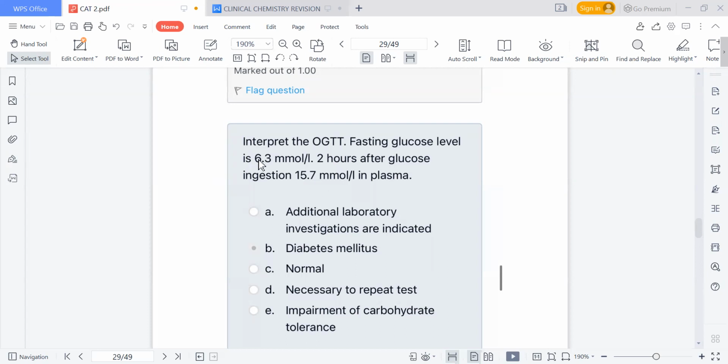So what would be the situation here if there's someone who has impaired glucose tolerance on fasting glucose and diabetes mellitus on OGTT? Because the two need to line up in some way. I'd say that the answer is D. It's necessary to repeat the test.